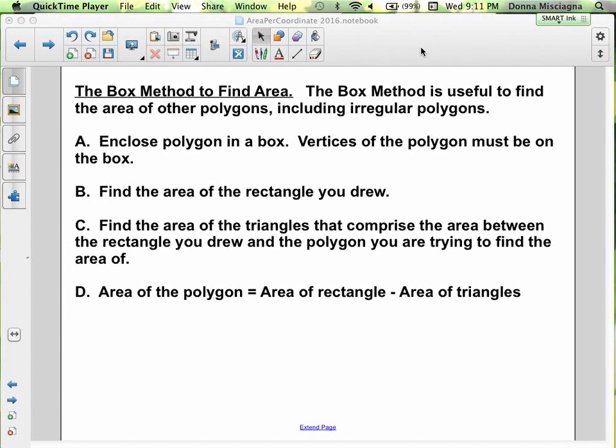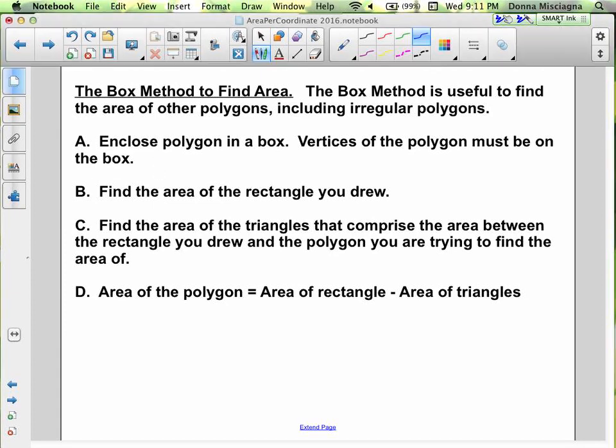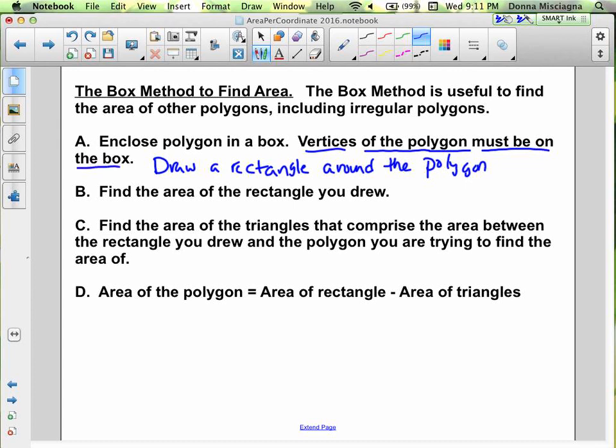No matter what kind of polygon we're finding the area of using the box method, our steps are the same. We're going to enclose the polygon in a box. That just means we're going to, these are in your notes by the way, draw a rectangle around the polygon. Very important, underline this in your notes, the vertices of the polygon must be on the box.